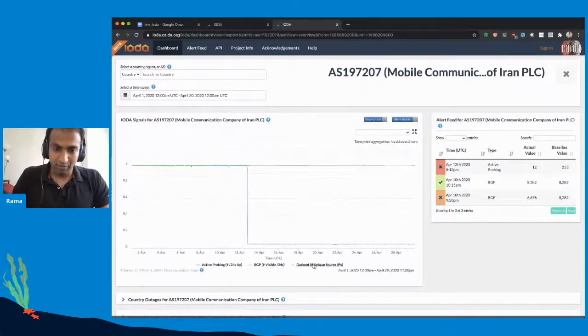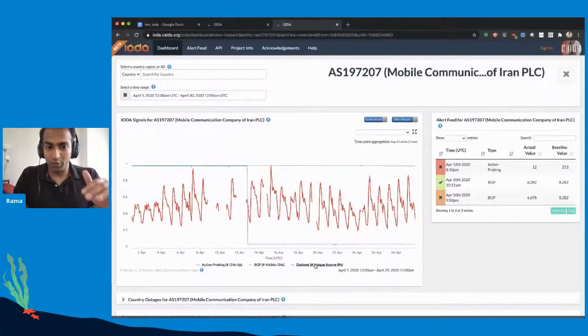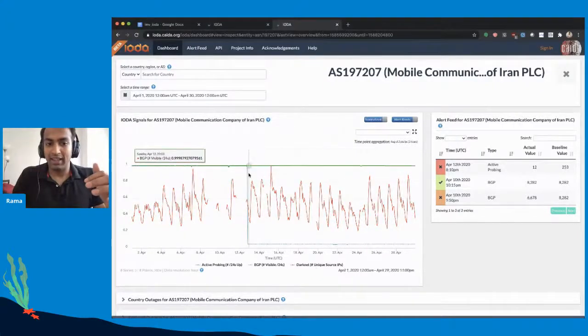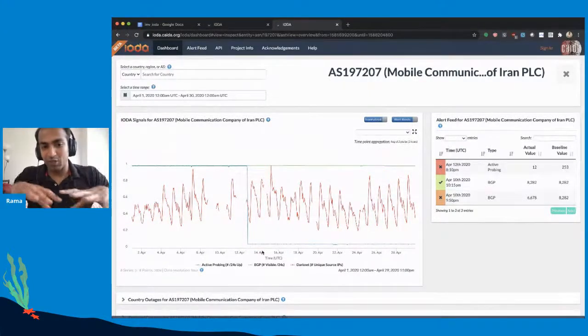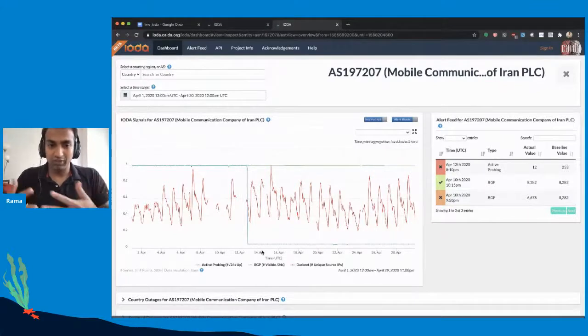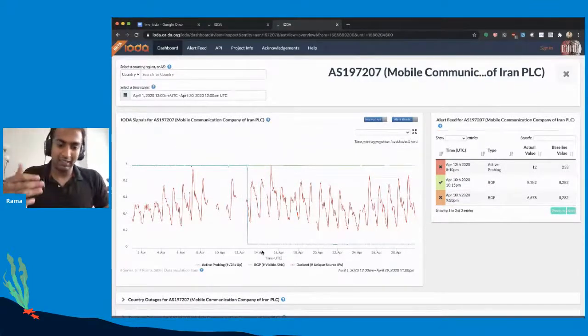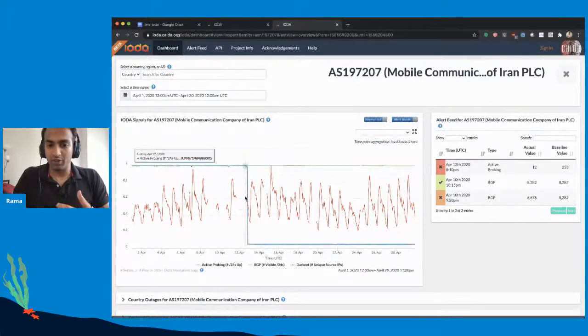So a rule of thumb when using IODA to detect outages is to look for outages in at least 2 data sources which occur at similar times, so that even if there is an issue with one data source, because of the complementary nature of these data sources, it's unlikely that the same error will appear in 2 different data sources. So a good rule of thumb to follow is to look for evidence of outages in at least 2 data sources.